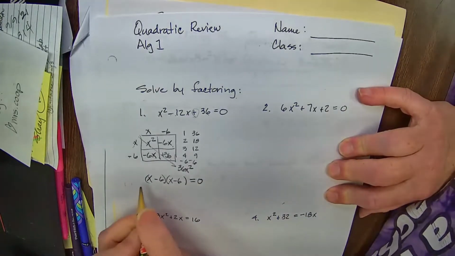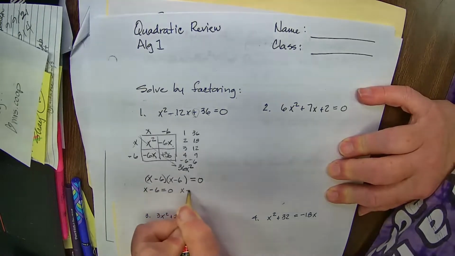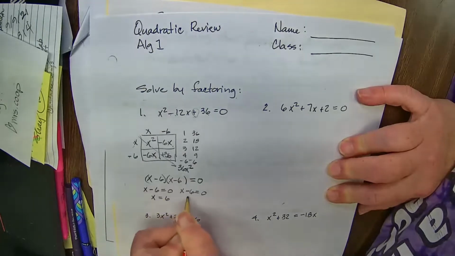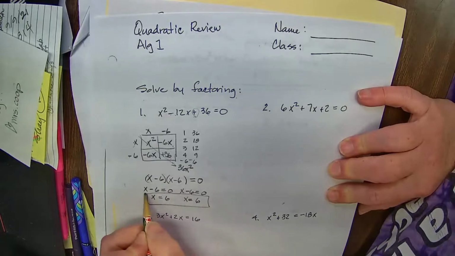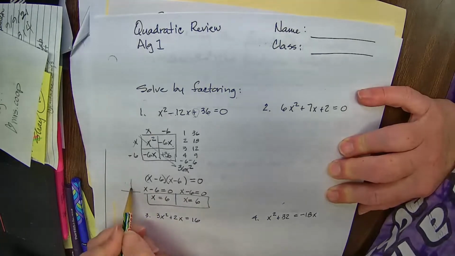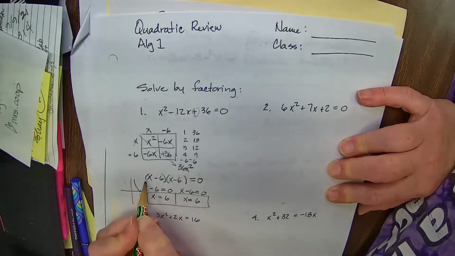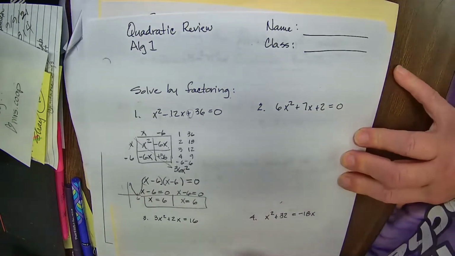And it equals 0. Set each factor equal to 0. X equals 6 and x equals 6. Double root. That's one of those situations where it touches the x-axis at 6, something kind of like that, although we haven't talked about that yet.